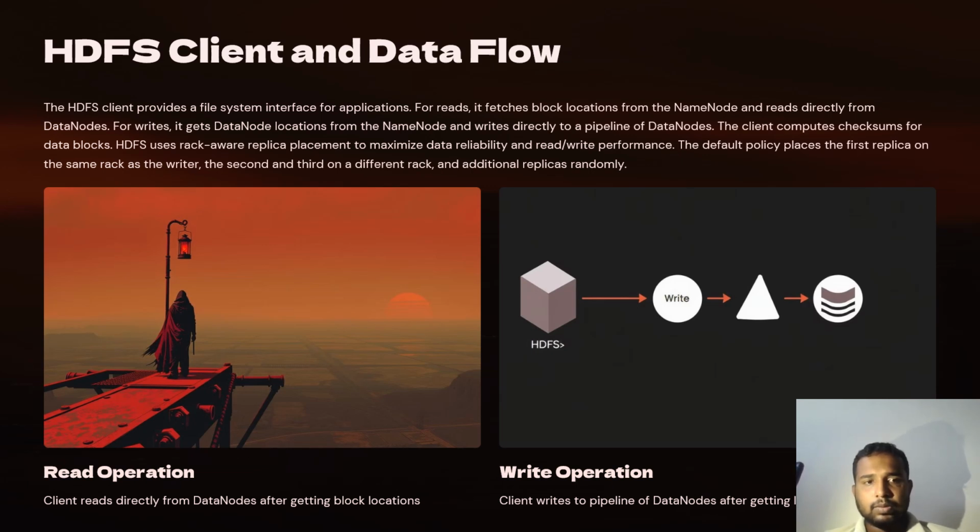Hadoop Distributed File System uses rack-aware replica placement to maximize data reliability and read-write performance. The default policy places the first replica on the same rack as the writer, the second and third on a different rack, and additional replicas randomly. Read operation: clients read directly from data nodes after getting block locations. Write operation: the client writes to a pipeline of data nodes after getting locations.